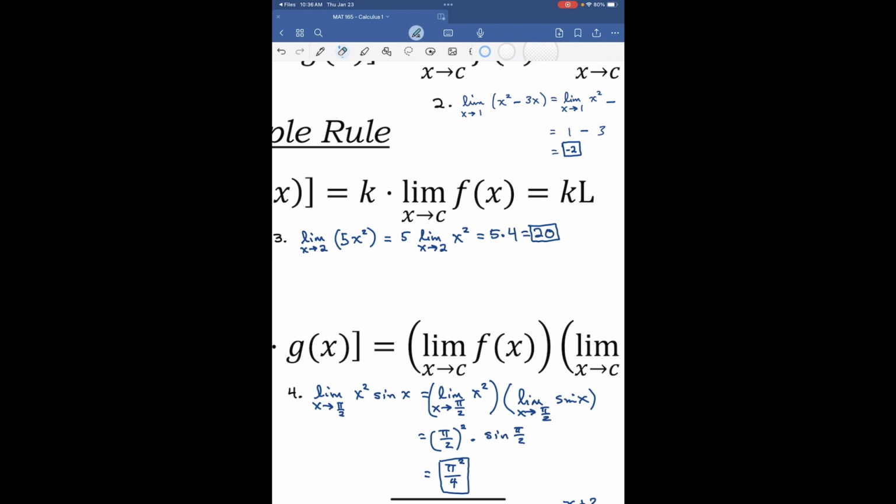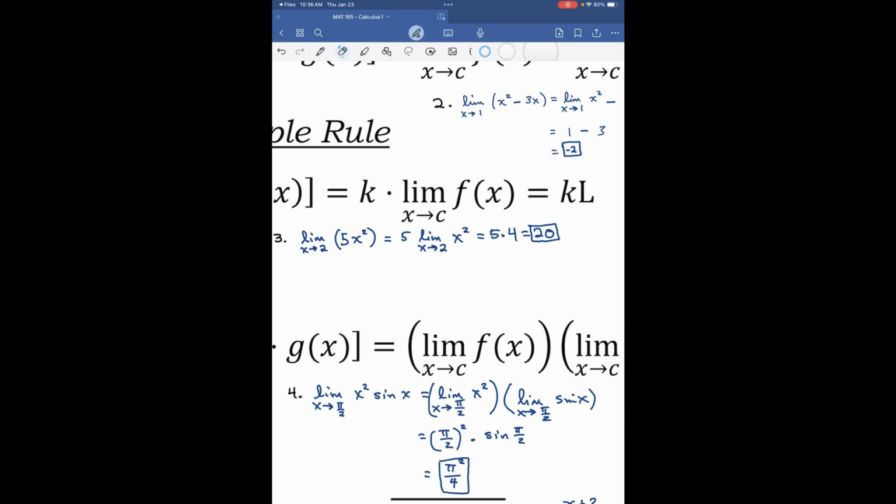So that's equal to the product of the limit of x squared times the limit of sine of x, both as x approaches pi over 2. For x squared, that's going to get close to pi over 2 squared. And the limit of sine x is going to get close to the sine of pi over 2, which is 1. So then that's just equal to pi squared over 4.